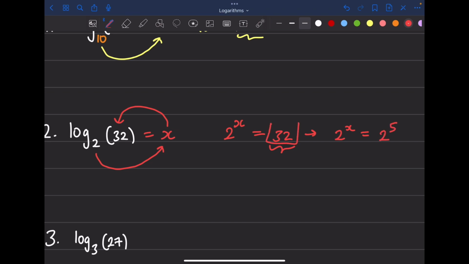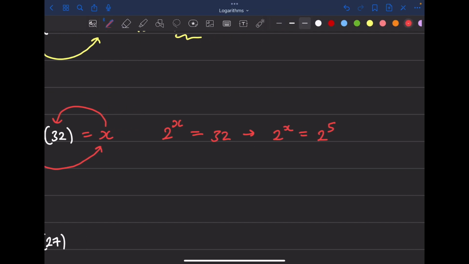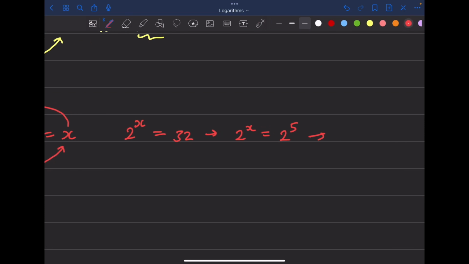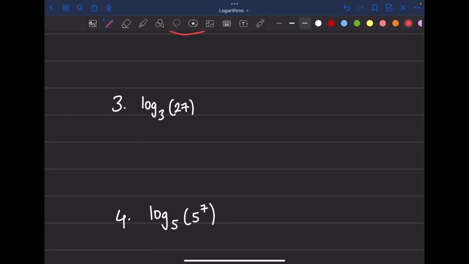Once again, I know this because I've done it before, but usually for a question like this, you might need a calculator. But obviously, if you already have this, they look the exact same, so x is equal to 5. Question number 3, same thing once again, let's first make it equal to x.